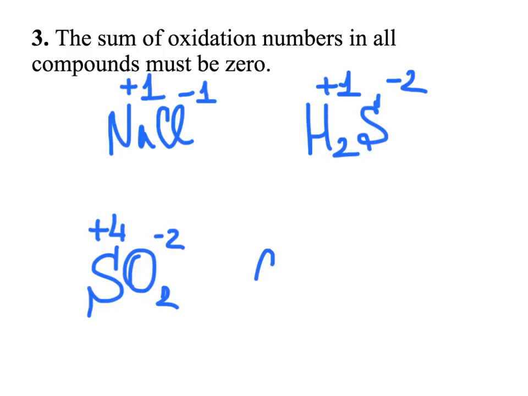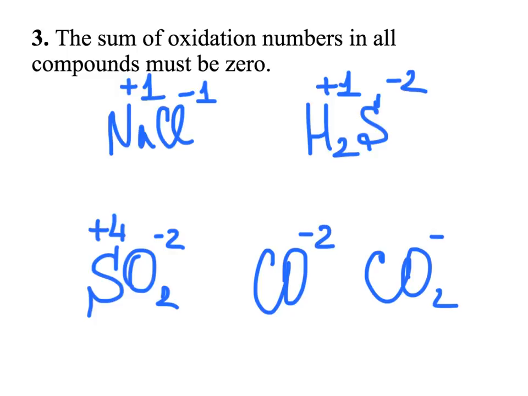Let's look at the example of carbon monoxide and carbon dioxide. In both cases we have oxygen in the compound, and the charge on oxygen is always minus 2. To balance out this oxidation number, the oxidation number of carbon must be plus 2 in carbon monoxide, and in carbon dioxide the oxidation number of the carbon must be plus 4 to balance out 2 of the minus 2 oxidation numbers on the oxygen.